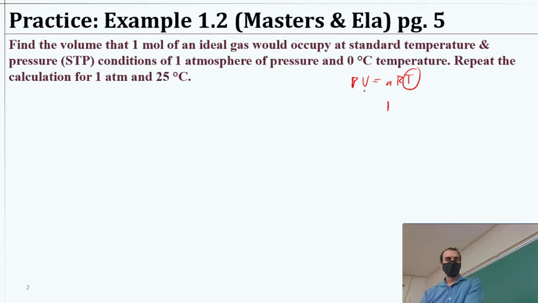Okay, so with that in mind, let's take a look at the problem. It says, find the volume that 1 mole of an ideal gas would occupy at standard temperature and pressure conditions of 1 atmosphere of pressure and 0 degrees Celsius temperature. Repeat the calculation for 1 atmosphere and 25 degrees Celsius. So there's probably a couple of things we'll need to remember here.